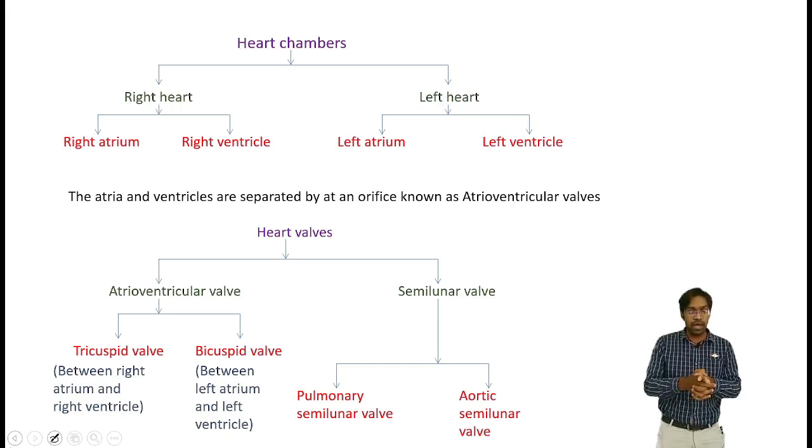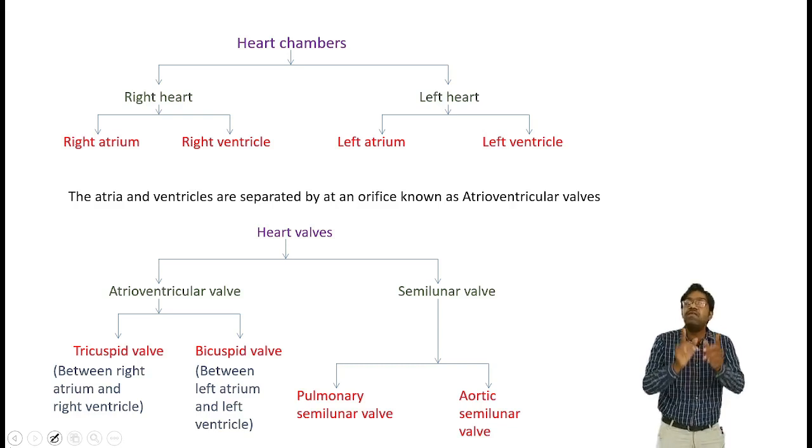Then the next topic is the heart valves. What are heart valves? These are actually openings through which the heart transports the blood. These are the openings present between the particular atrium and ventricles. We are going to see now the tricuspid valve. It consists of three flaps and is located between the right atrium and right ventricle. Then the bicuspid valve, a two-flapped valve which is primarily located between the left atrium and left ventricle.